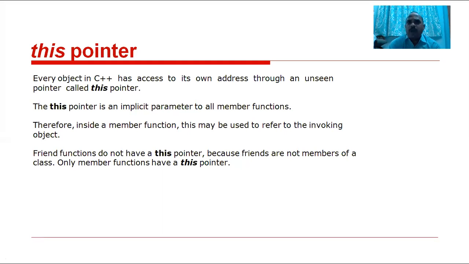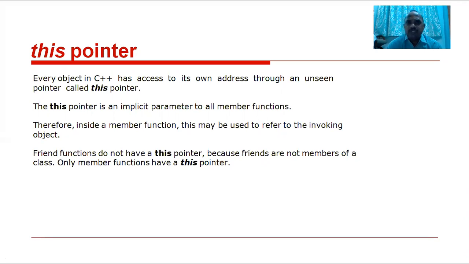Next one, this pointer. This pointer is an implicit parameter to all member functions. Remember, this is a quiz bit. This pointer is an implicit parameter to all member functions. Implicit parameters, remember. Therefore, inside a member function, this may be used to refer to the invoking object.